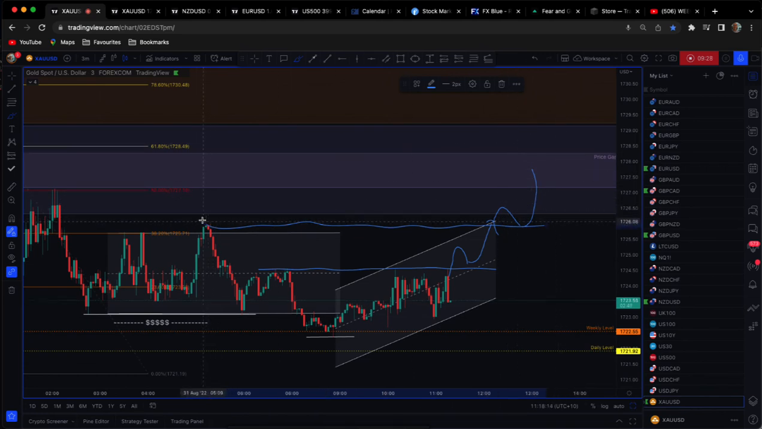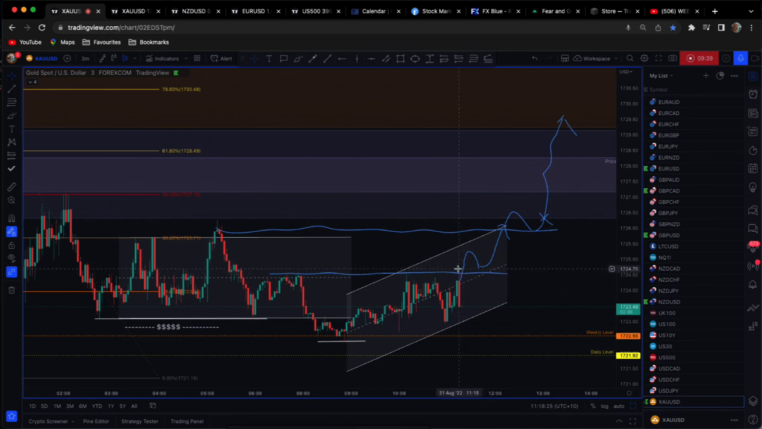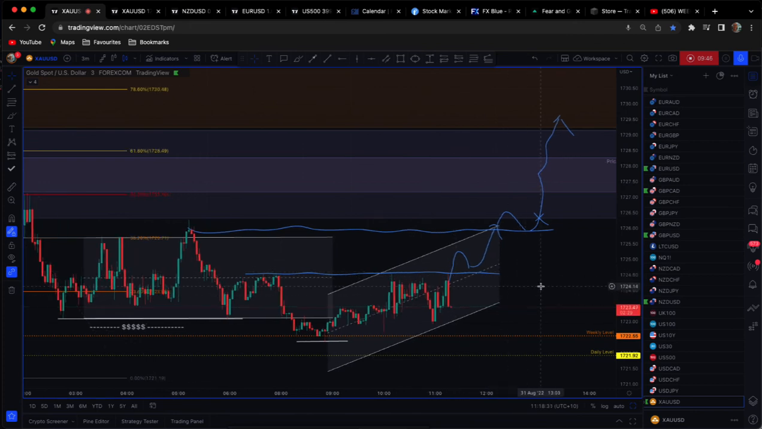Seriously, if we get above here, then that could be a cue looking to reach up into this order block. Okay? But be careful, just wait for the setup. Let's just see if we see higher highs, higher lows. At the moment, it's not giving it to us.